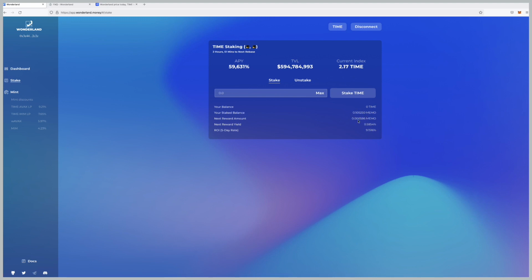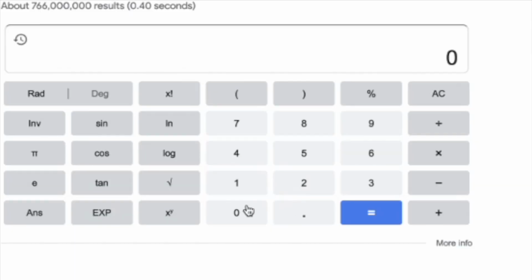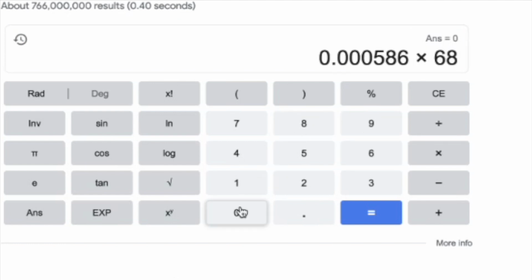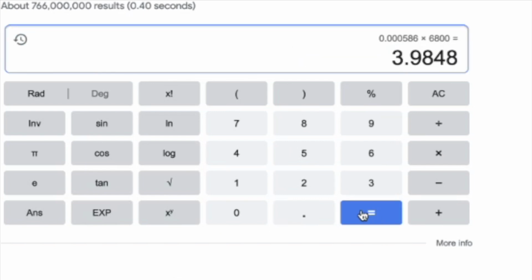So a lot of people are asking, how much am I making a day? You can see it here. You can take this number, 0.000586. This is what I make every 8 hours. On the calculator, we're going to multiply the 0.000586 by the price of Time, which today is around $6,800, and I'm making $4 every 8 hours. So $12 a day from an $800 investment. This is insane. This is super bullish.